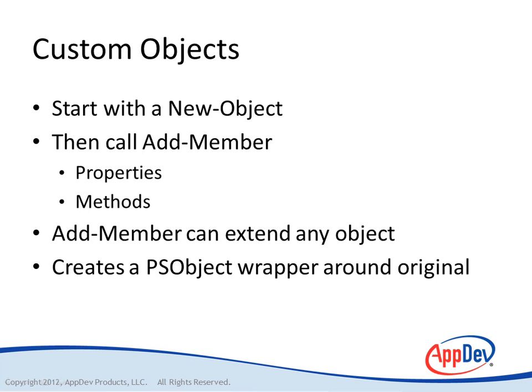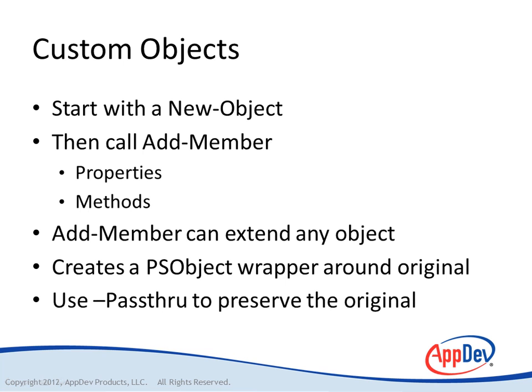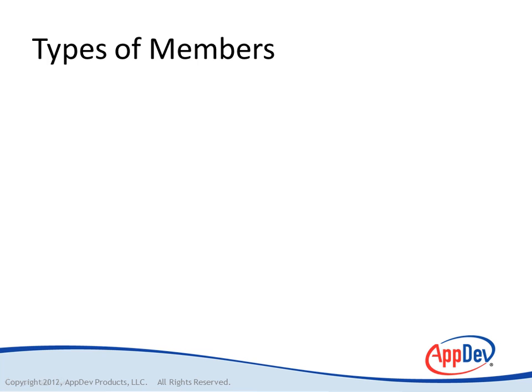Whenever you use add member, what it does is it creates a PS object with a wrapper around the original type. So it's not actually changing the original definition. It's just wrapping it so that you can stick additional things onto it as well as access the contents of the original type. In some cases, especially with strings, you'll need to use the pass-through parameter on add member in order to preserve the original when you create a new one. And we'll look at that in just a second when I demonstrate how new object and add member can work together.